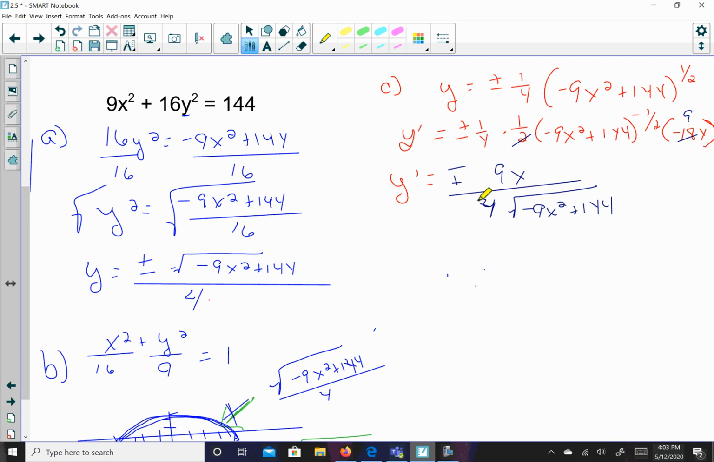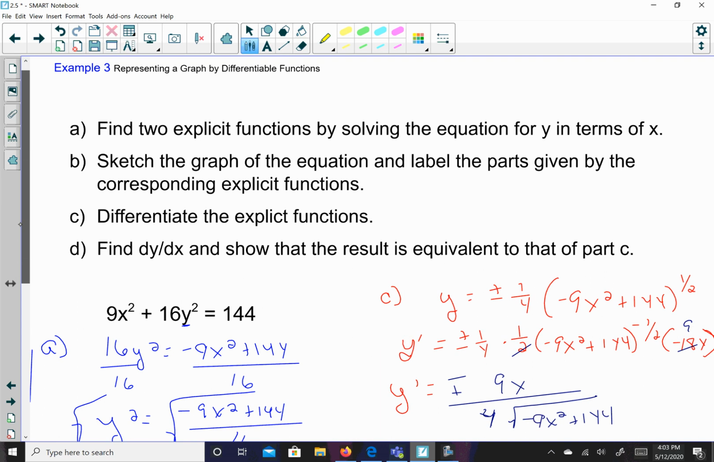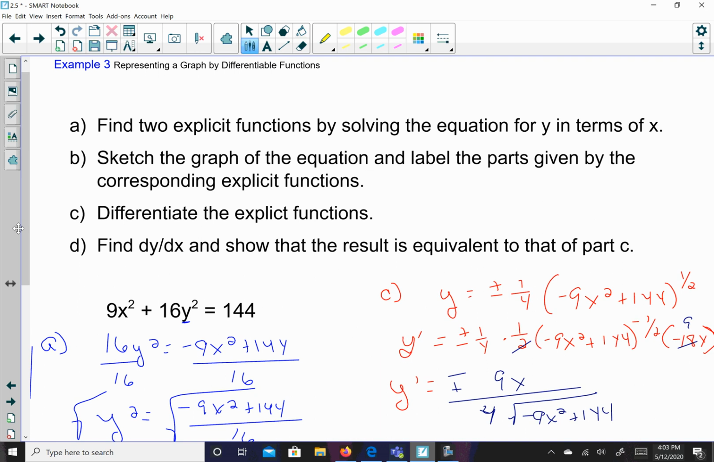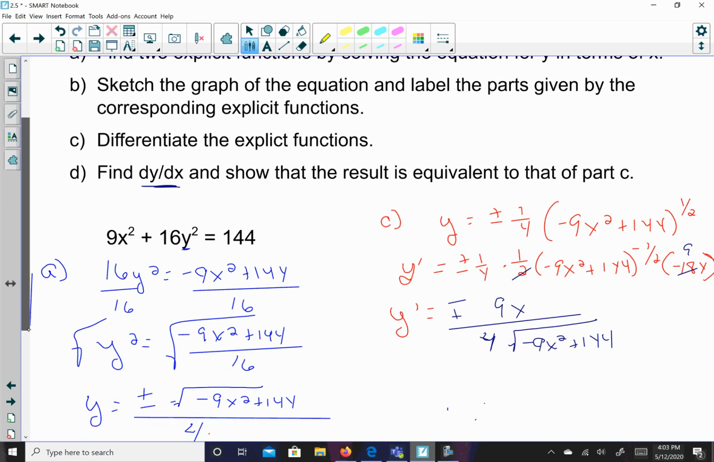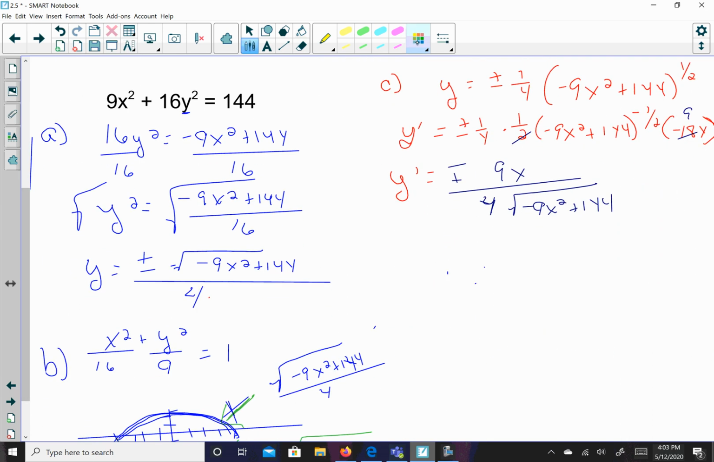So I found the derivative explicitly. In order to do that, I had to solve this equation for y and then take the derivative of what I did. Part D asked me to find dy dx. I'm sorry, yeah, it wants me to find dy dx. So I'm going to go back here and I'm going to find dy dx implicitly.